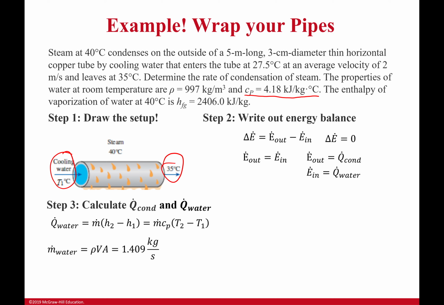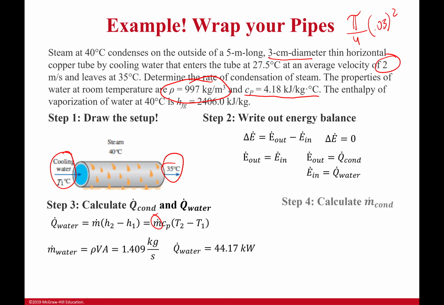Now, an issue I run into is I don't actually know what the mass flow rate is right here. And since I don't know the mass flow rate, I have to calculate it. That's not difficult. We've seen it a lot of times before, which is it's simply equal to the density times the velocity times the area. Now, I didn't write this out here, but the density is given right here in the problem. The velocity is given right there in the problem statement, 2 meters per second. And the area is going to be this right here, pi over 4 times 0.03 squared. And if I then plug that into my equation for the heat of the water, I can have 44.17 kilowatts.